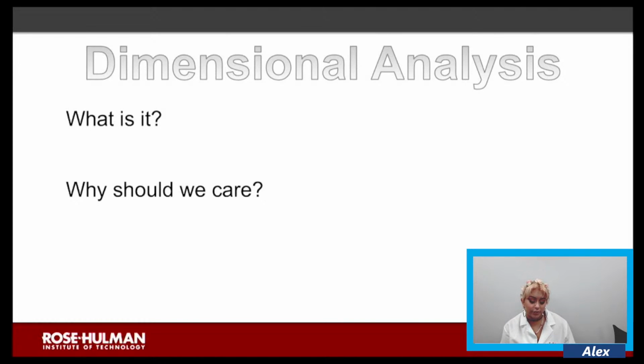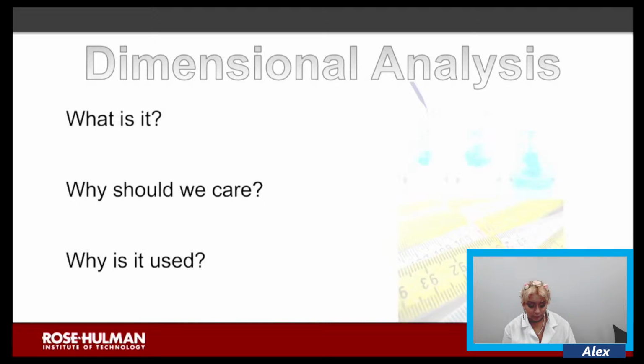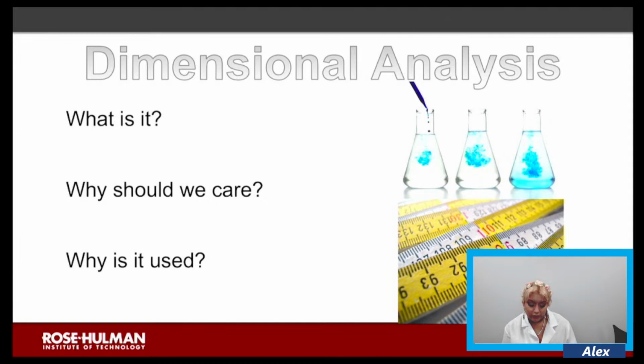So we care about dimensional analysis because there are a lot of times where you measure something in a certain type of unit, but you need it in a different type of unit. For example, if you're doing a physics problem and it gives you the speed that a car is going in miles per hour, but you need it in meters per second, you need to convert the units from miles per hour to meters per second, and you could do that with dimensional analysis. It's used for things like chemistry, physics, biology, a lot of different sciences, and a lot in math as well.